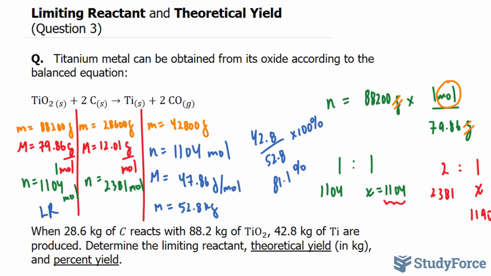That is how to solve a limiting reactant and theoretical yield question. Make sure to watch question 4 for our final example in this series.